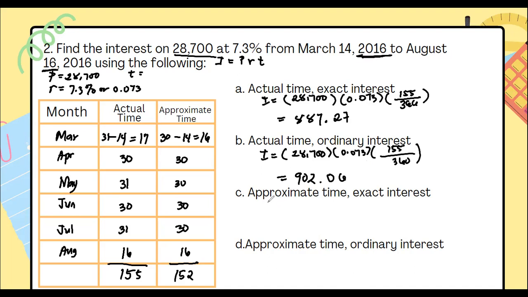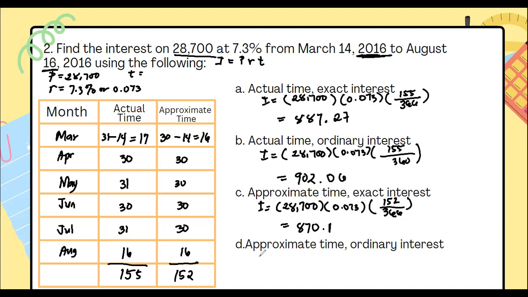Okay? Next, approximate time exact interest naman tayo. Same formula, I is equal to 28,700. Rate natin 0.073. This time, yung time po na gagamitin naman natin is approximate time exact interest. Yung approximate time natin, that will be 152 days divided by exact interest. Since exact interest po and leap year yung given sa atin, so 366 days yung denominator natin. So, divide lang po natin yan. So, that will be equal to 870. Okay? 870 point. Since ito yung decimal natin is 0.096, so kapag ni-round off natin, magiging 0.10 na lang or 0.1.